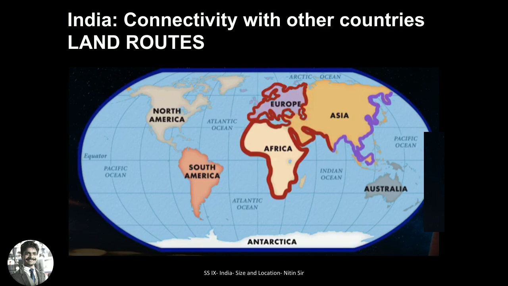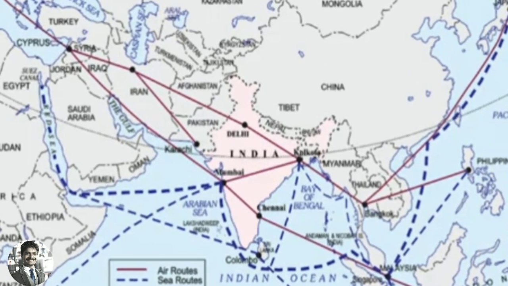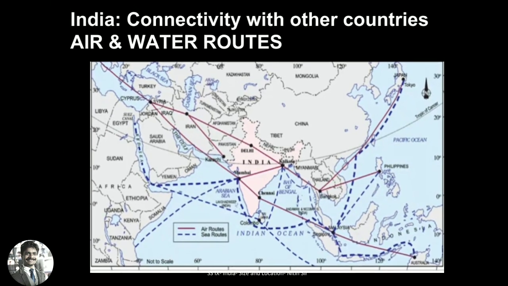In this image you can see that India is well connected with various countries of Asia, Africa, and Europe through land routes. Through land routes, India was covering maximum areas on the earth. India's connectivity with other countries in terms of airways and waterways is also appreciable. As you can see in this map, India is well connected with other countries in the world.